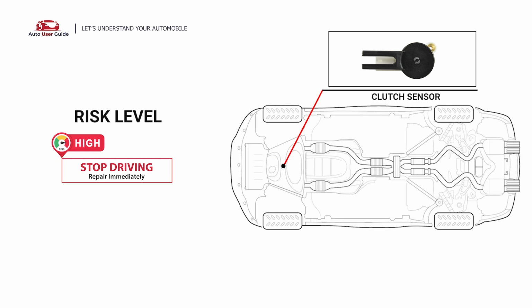This engine code indicates that the powertrain control module, PCM, has detected a malfunction in the clutch position sensor circuit, commonly found in vehicles with a manual or robotized manual transmission. Under this circumstance, stop driving and repair your vehicle immediately.